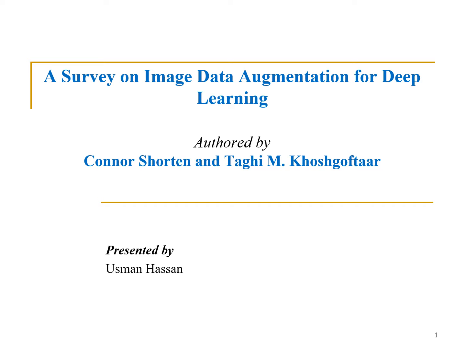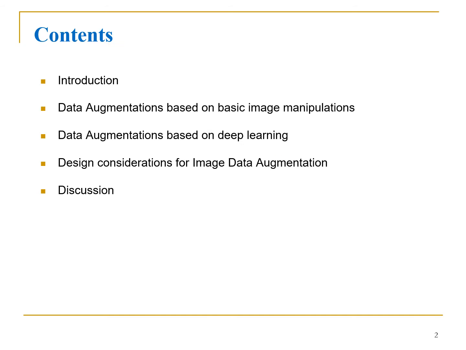To the presentation on this paper titled A Survey on Image Data Augmentation for Deep Learning. The paper has been authored by Shorten and Khoshgoftaar. My name is Usman Hassan. The contents of the presentation.